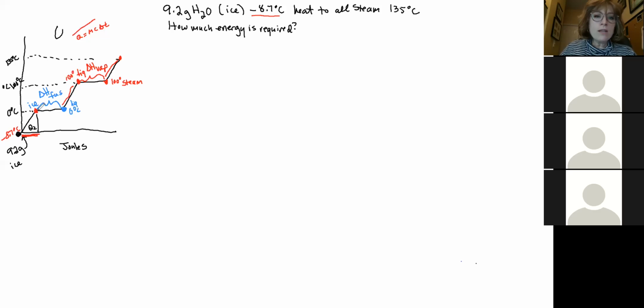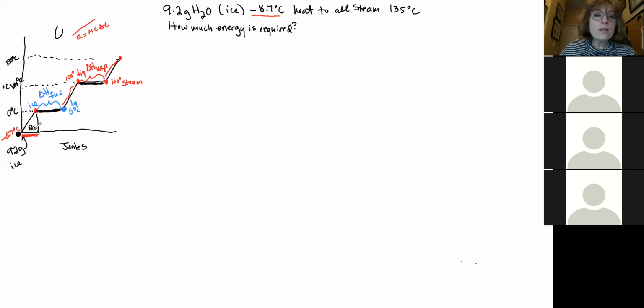These flat areas are called the latent heat areas, and that's where phase changes happen. It goes from a solid to a liquid, from a liquid to a gas. Are you following me on this so far? Yes, ma'am. All right, we're going to calculate each amount of heat all the way through.